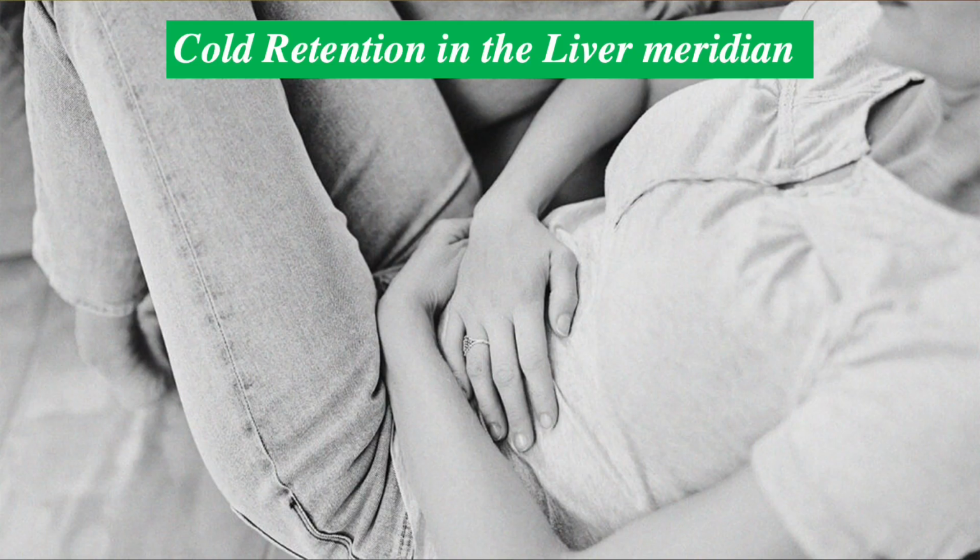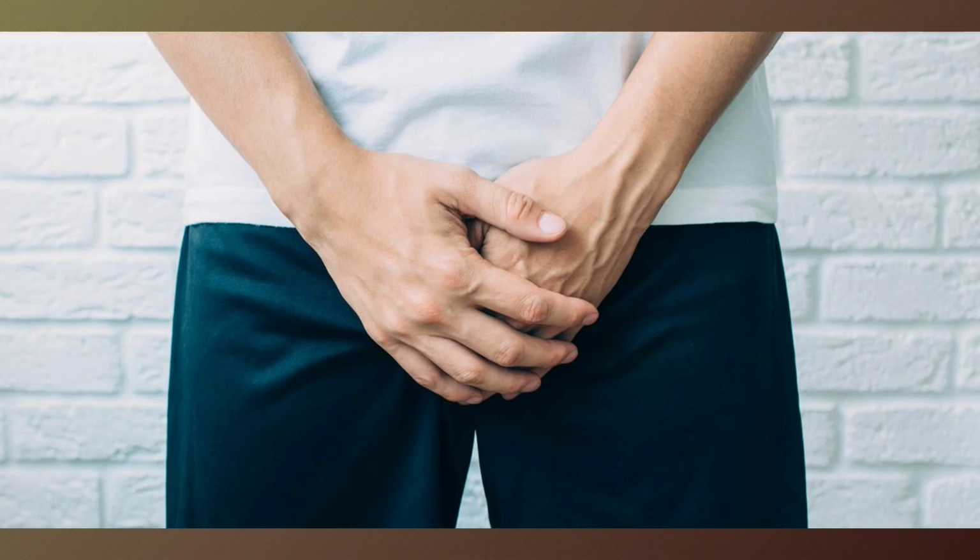Cold retention in the liver meridian manifests as chi stagnation and blood stasis within the liver meridian. It is often caused by contraction of cold. Clinical manifestations: lower or lateral abdominal pain with a cold sensation. The pain may radiate to the testis or scrotum, coupled with a falling sensation and tenderness. The pain may also radiate to the thigh.